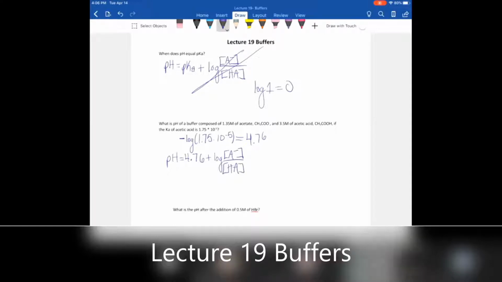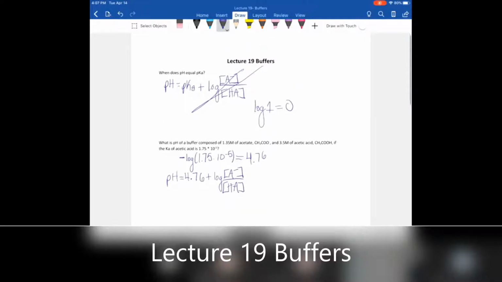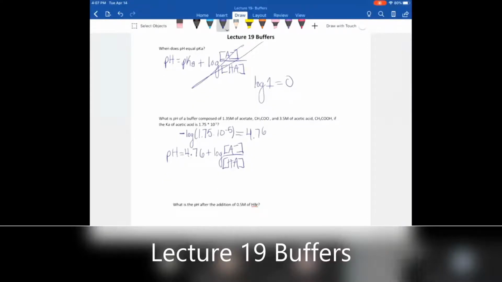Oh, hello. We're just doing the lecture 19 worksheet on D2L. It's called lecture 19 buffers. There are 2 lecture 19 worksheets on D2L under the SI section. One of them is buffers and salts. This one's just buffers because it's the latter part of lecture 19. Also, there's a small mistake in the second question. It should say the Ka of acetic acid, not ammonium, because that's the right Ka, it's just the wrong name.